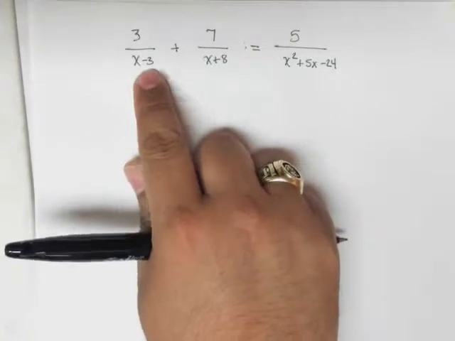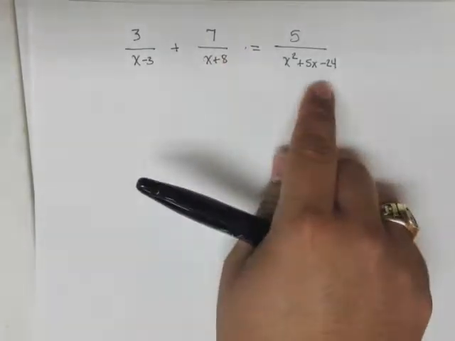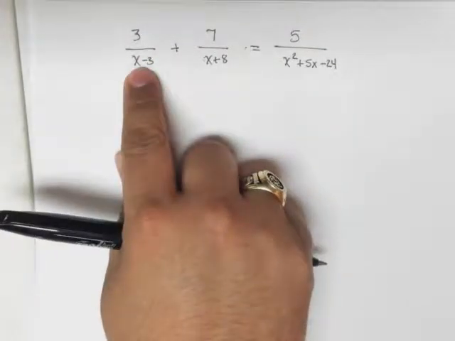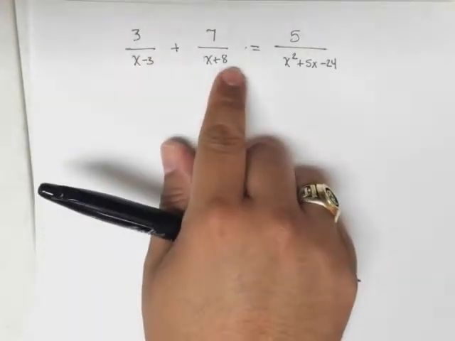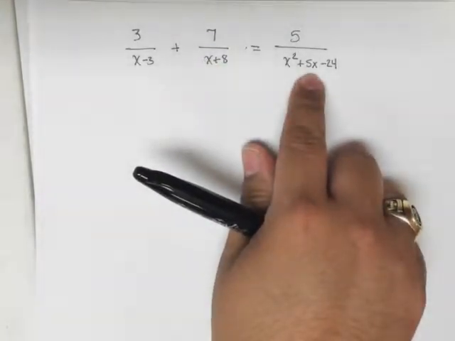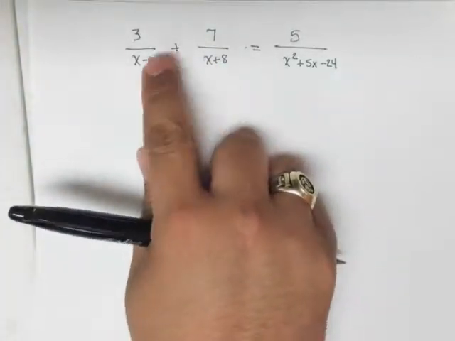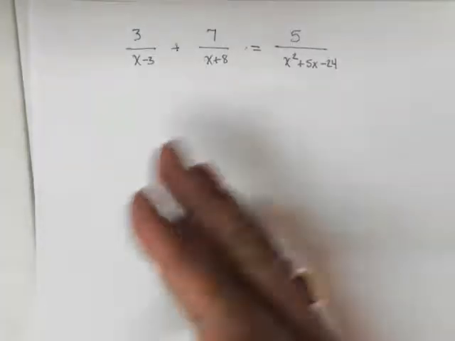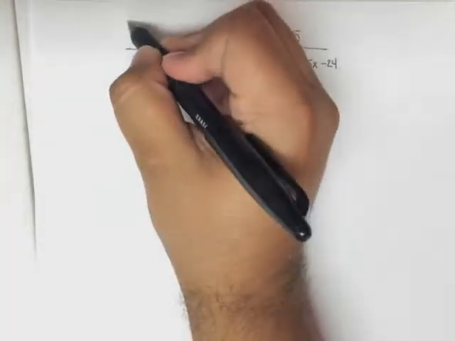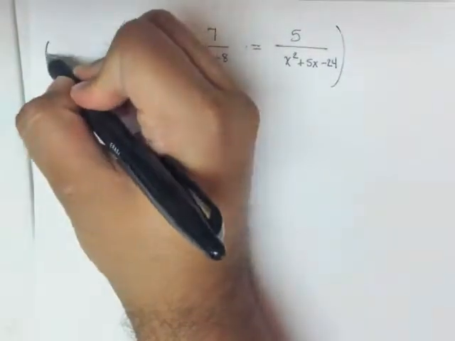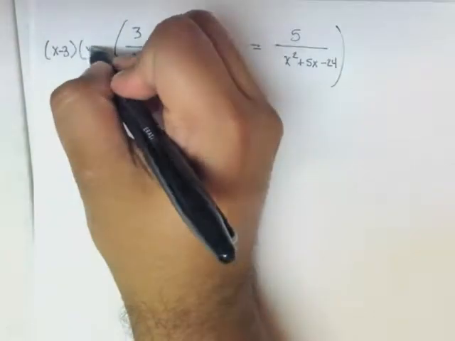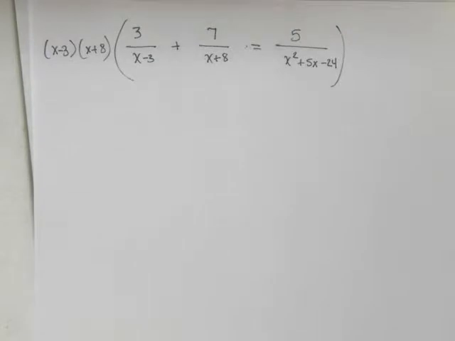Well, I've got x minus 3, I've got x plus 8, and then I've got x squared plus 5x minus 24. Well, guess what? I know that 8 times 3 is 24, and the difference of 8 and 3 is 5. So actually the product of these two is this right here. So the common denominator for all of this is these two factors here. So I'm going to multiply everything on the outside by x minus 3 and by x plus 8. And guess what? I've got something really simple.